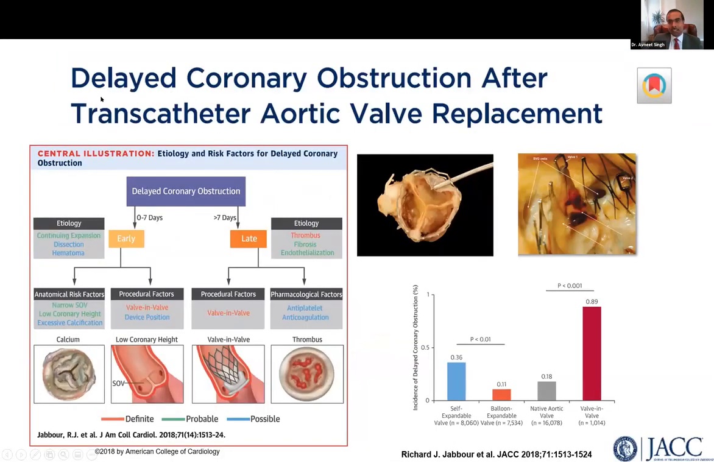Last but not the least, delayed coronary obstruction has also been described. I have never seen a case of delayed coronary obstruction, but the definitions are that it can happen early, 0 to 7 days, and that usually happens because there were anatomical features that we could have predicted, more so in valve-in-valve. It is related to the valve still expanding, could be dissection or hematoma, or it could be late because of thrombus, fibrosis, or annulus formation on the valve struts that is obstructing your coronary arteries.